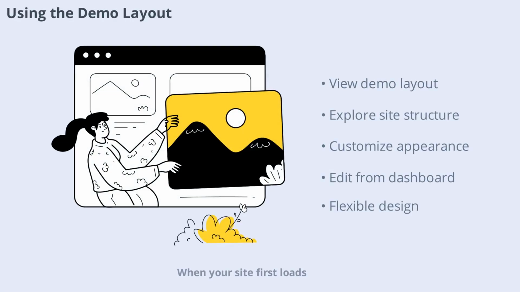When your site first loads, it will display the demo layout included in your App Store package. This gives you a starting point to customize your site's appearance and content. Explore the demo to see how pages, images, and app listings are structured. You can change colors, logos, and text from the admin dashboard to match your brand. The demo layout is designed to be flexible and easy to personalize.